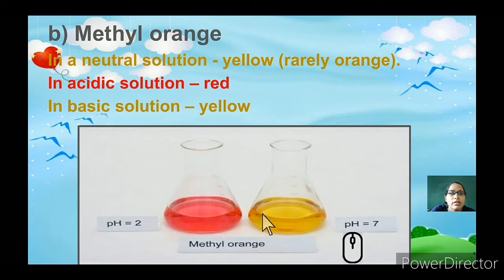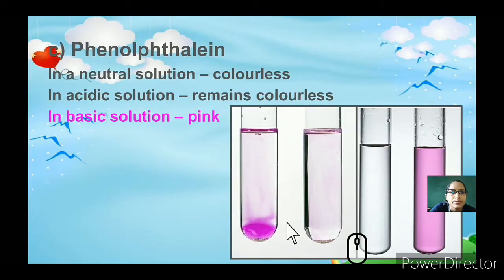You will understand the base here: the basic solution after adding methyl orange will turn yellow, where the pH is 7. Most basic solutions and neutral solutions will be of the same color, and you can see that it is alkaline in nature, or nearing alkaline in nature. A neutral solution also shows yellow, or rarely orange, in color.